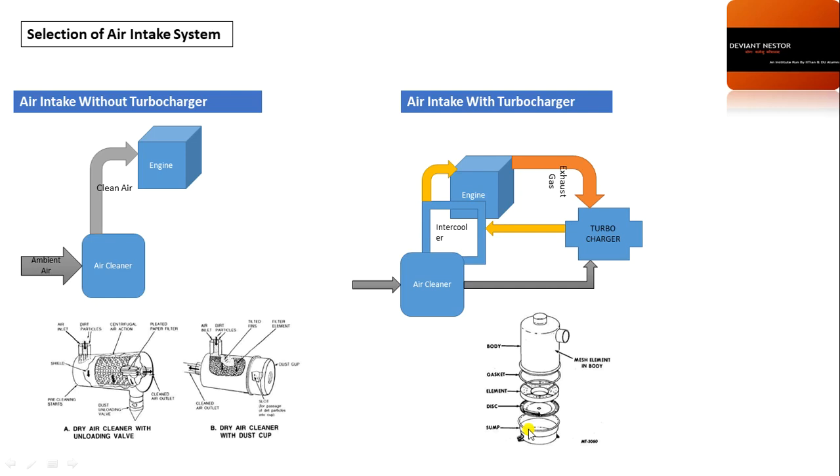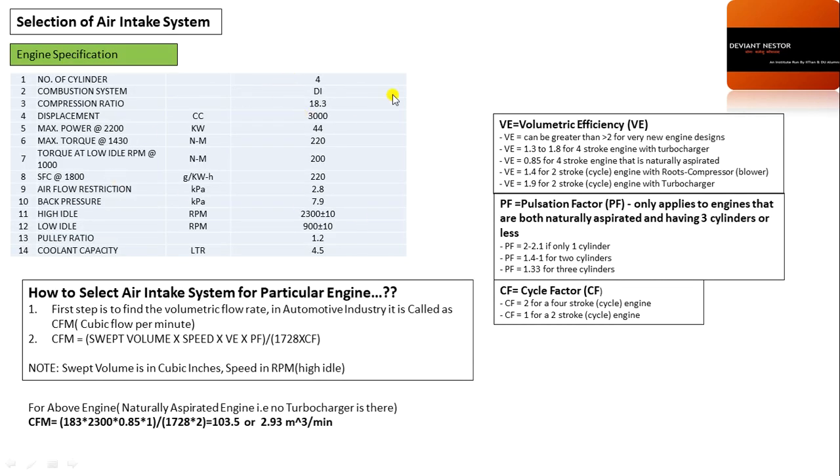In this video, we will learn the procedure for selecting an air intake system. So I have the engine specifications: the number of cylinders is 4, it is a direct injection system, the compression ratio is 18.3, the displacement is 3000, and its maximum power at 2200 rpm is 44 kilowatts, which is important in our calculation. All this data is given.